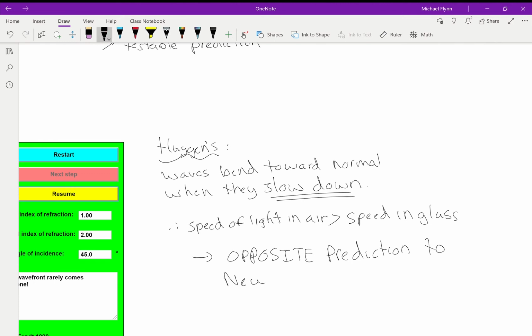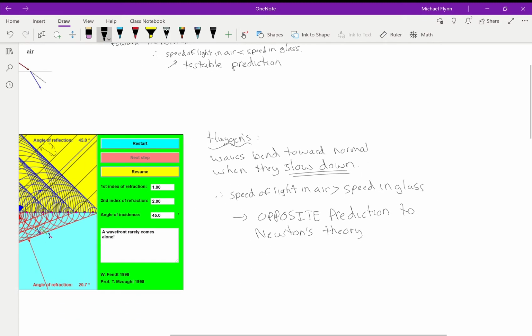So we have these two competing theories, and they make opposite predictions about what happens to light when it enters glass. Newton predicts that it speeds up. Huygens predicts that it slows down. Who's right? Unfortunately, they both went to their grave without knowing. It only came about 200 years later that we had the technology to actually measure the speed of light. The speed of light is a very difficult thing to measure. So that is refraction.